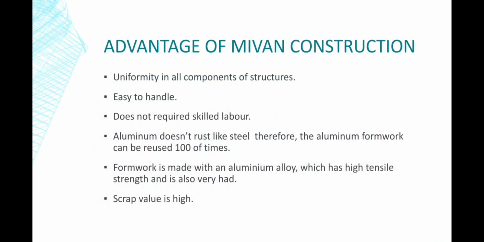Now we see the advantages of Maivan construction. So first, uniformity in all components of the structure, easy to handle, and it does not require skilled labor. Aluminium does not rust like steel. Therefore, the aluminium formwork can be reused hundreds of times. The formwork is made with an aluminium alloy which has high tensile strength and is also very hard. And scrap value is also high.